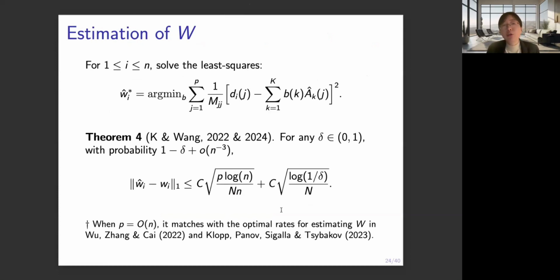How about W? So in fact, for these kinds of problems, if you have two factor matrix, A and W, if you know one of them, the other will be very easy just by using the regression. So here we take the weighted least squares, and these weights are the same from the pre-SVD normalization. Again, it's just to adjust the effect of severe word frequency heterogeneity. And then we can show that we have the rate, and as long as the dictionary size is big O of n, it matches with the lower bound reported by other people.